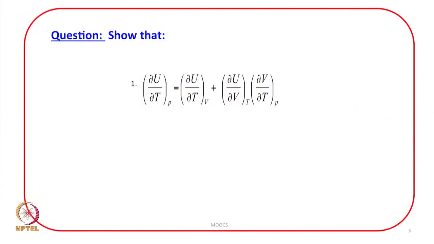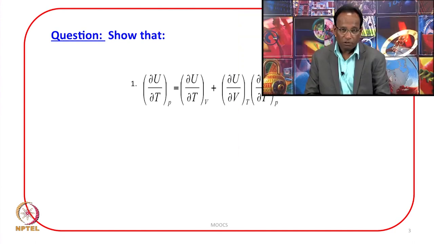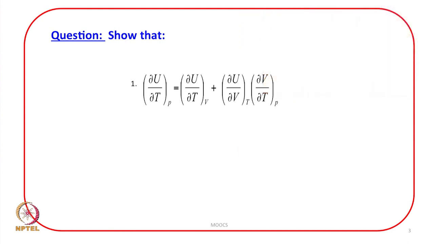Question number 1: show that ∂u/∂t at constant pressure is ∂u/∂t at constant volume plus ∂u/∂v at constant temperature into ∂v/∂t at constant pressure. We have just discussed this at length. Therefore, we will switch over to the next question, which is to show that the difference between Cp and Cv is equal to T times ∂v/∂t at constant pressure into ∂p/∂t at constant volume.